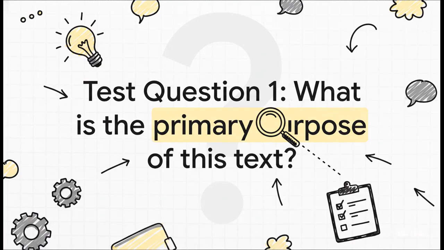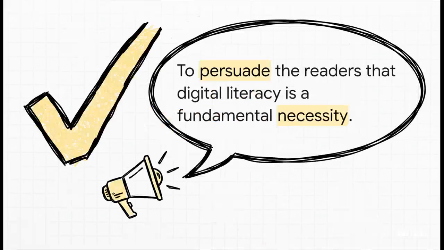Test question number 1. Put your exam hat on for a second. What's the primary purpose of a text like this? What's its main goal? Think back to what we just talked about, the core mission of this text type. And the answer is C. It's all about persuasion. You got it. The number one goal, the whole reason an analytical exposition exists, is to convince the reader that your point of view is the correct one.